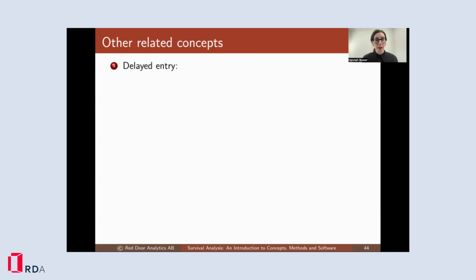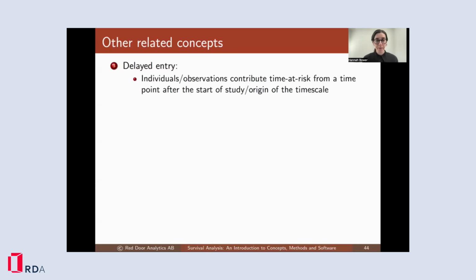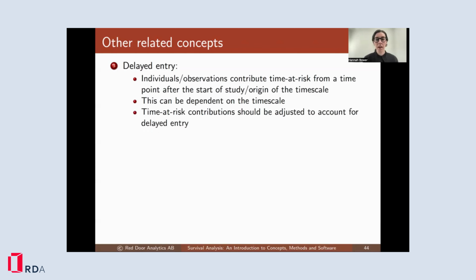Another thing to think about is delayed entry. This is when individuals or observations contribute to time at risk from a time point after the start of study or origin of the timescale. This can be dependent on the timescale. And time at risk contributions should be adjusted to account for delayed entry.